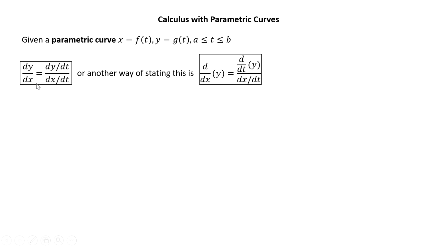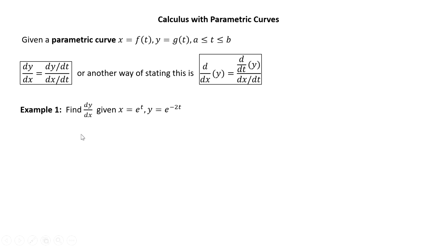dy/dx is the same as d/dx of y. And on the right hand side, we will do the same thing. We'll call this d/dt of y over dx/dt. All right. So because we said d/dx of y, on purpose we are thinking of this as d/dt of y, so that those two things match. Okay. All right. With that, let's pick a simple ridiculous example.